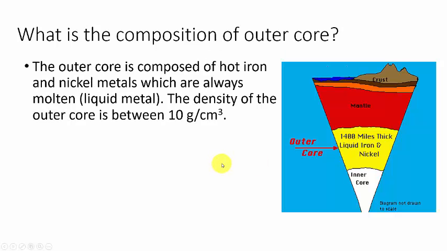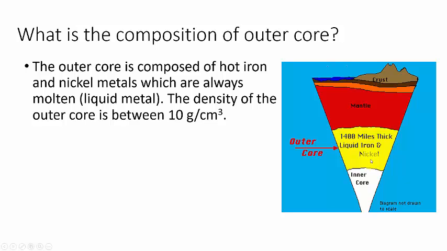Okay, what's the composition of the outer core? The outer core is composed of hot iron and nickel metals, which are also always molten. Sorry, I was using this word molten earlier for magma in the mantle, but that is not molten. Molten means liquid metal, and this is completely in the liquid state, while the magma was close to the melting state of the rocks. So right here we're looking at the outer core. It's about 1,400 miles thick, and it's completely liquid iron and nickel.